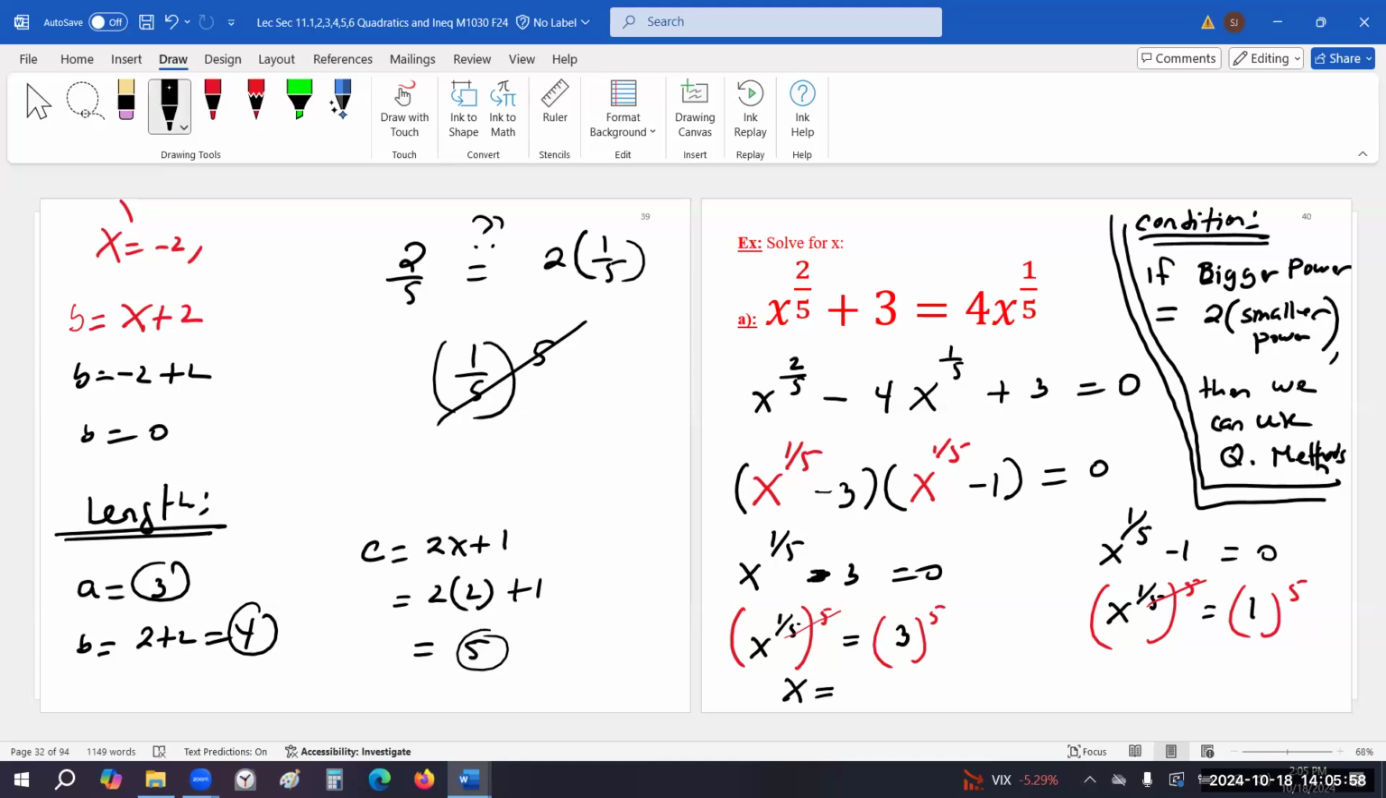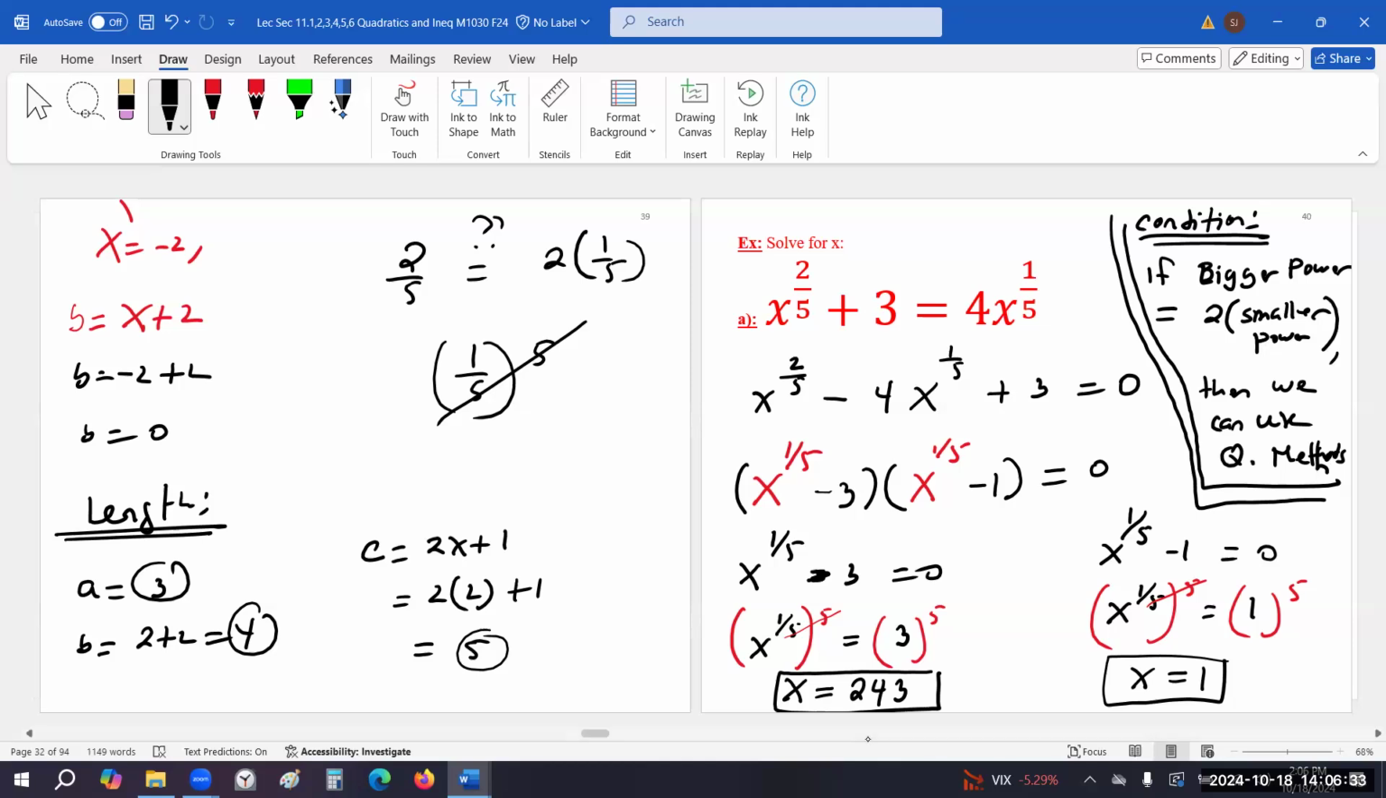What is 3 to the 5? 3 times 3 times 3 times 3 times 3 is 243. It's a big number. And what is 1 to any power? 1. See the exponent rule? I mean, you're done. You don't have to check anything. You're happy.